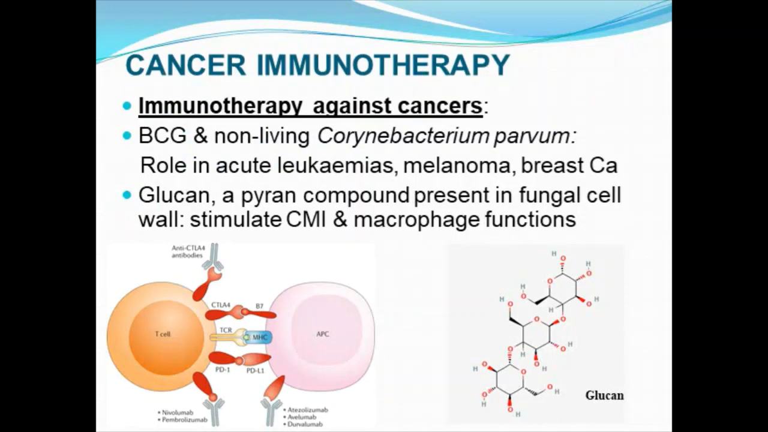Cancer immunotherapy. Some bacteria can be used in cancer immunotherapy, like BCG, Bacillus Calmette-Guerin, and non-living Corynebacterium parvum. They have a role in acute leukemias, melanoma and breast cancer. Glucan, a pyran compound present in the fungal cell wall, stimulates CMI, that is cell-mediated immunity, and macrophage functions, and may act against cancers. So it can also play a role in immunotherapy against cancers.